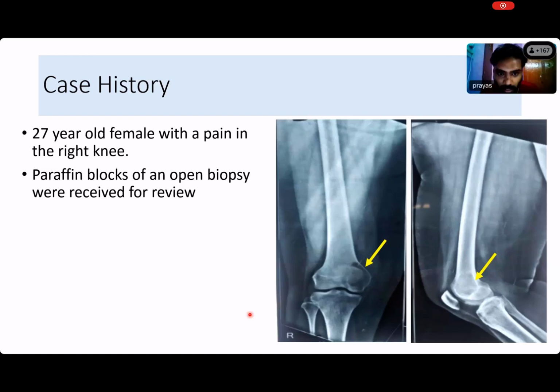Ma'am, lower end. Lower end of the femur. Very good. Yes. Epiphyseal portion. We can see. I can see everything. I can see the metaphysis. I can see the shaft. I can see many things.